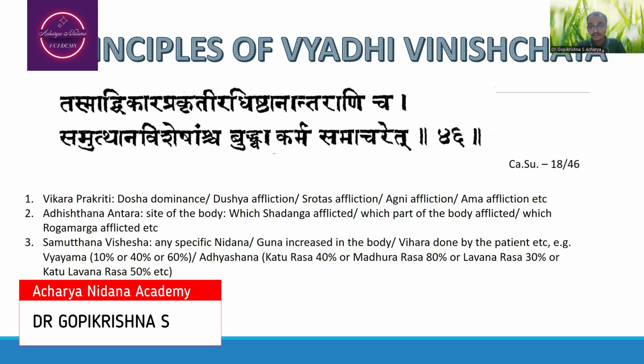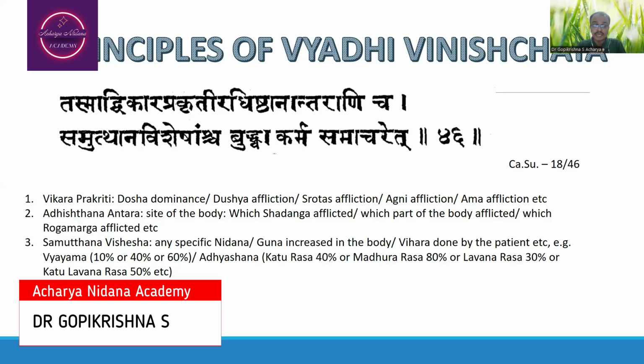Agni affliction. Which particular Agni is afflicted? Whether it is Jatharagni or Dhatvagni or Bhutagni. Which particular Ama is involved in the body? Whether it is Jatharagni Janya Ama or Dhatvagni Janya Ama or Bhutagni Janya Ama. So that has to be analyzed while looking into the Vikara Prakriti.